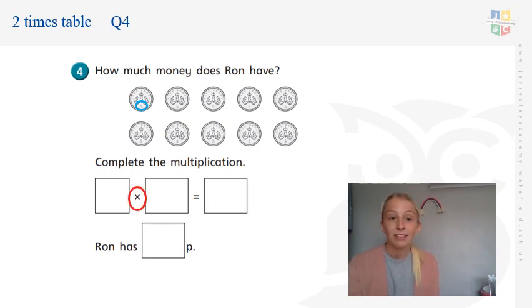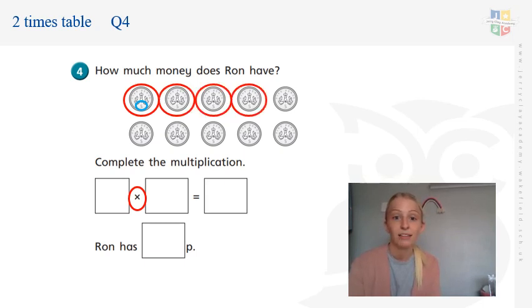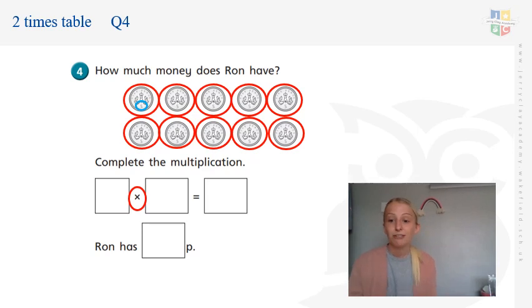So now I need to say how many lots of 5 Ron has. So I need something lots of 5. So to do this, how many groups of, I can just put those 5s into groups. So I've got 1 group of 5p, 2 5p's, 3 5p's, 4 groups, 5 groups, 6 groups, 7 groups, 8 groups, 9 groups, 10 groups. So I have 10 groups or 10 lots of 5. And then each coin represents 5. So I've got 10 times 5.